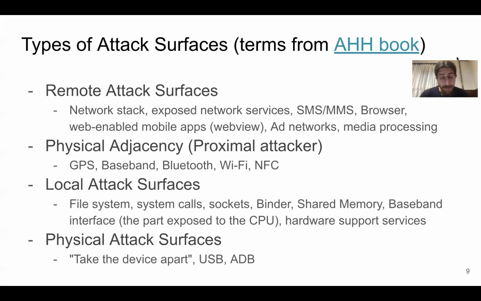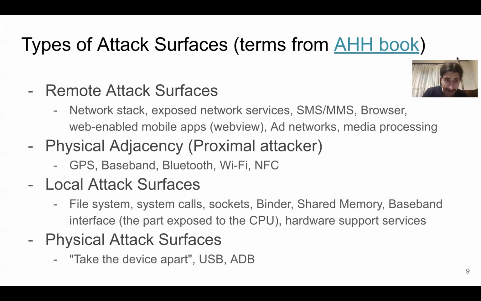Local attack surface, basically we have things like the file system, system calls, sockets, binder, shared memory, and so forth. These are surfaces that are usually available to a piece of code locally on the phone. So you have a piece of code already running on the phone, and what kind of attack surface can it reach? Well, this is the list, okay?